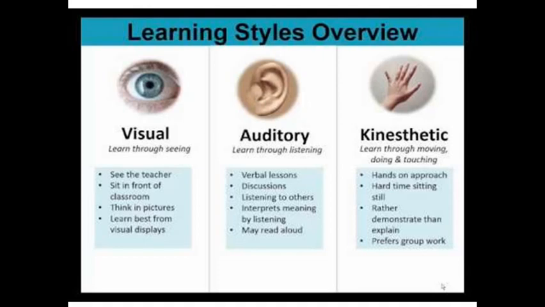Learning styles overview. Visual learners learn through seeing. See the teacher, sit in front of the classroom, think in pictures, learn best from visual displays. Next is auditory. Learn through listening. Verbal lessons, discussions, listening to others, interprets meaning by listening, may read aloud. Kinesthetic. Learn through moving, doing, and touching. Hands-on approach, hard time sitting still, would rather demonstrate than explain, prefers group work.